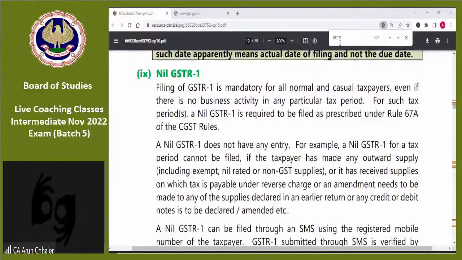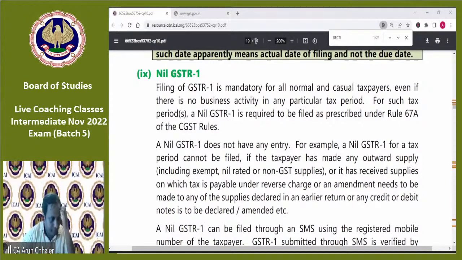Then we'll start the nil GSTR1. So the point is nil GSTR1. Clear, no? Fine. So GSTR1 is mandatory now.